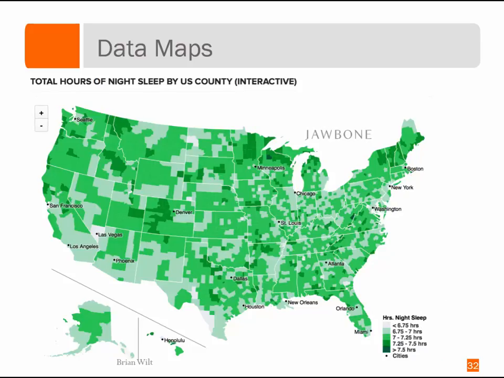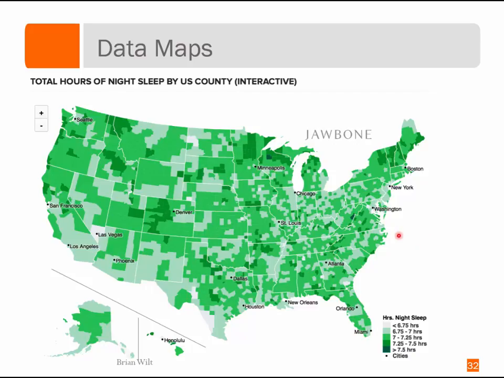Now this is from the same person. Brian Wilt put this together, Jawbone, but this is a little bit different encoding. This is total hours of night sleep by U.S. county. So what's being encoded in this map is how many hours of sleep folks get in different counties throughout the country. Here we can take a look at the encoding, and we see some things that we might expect.